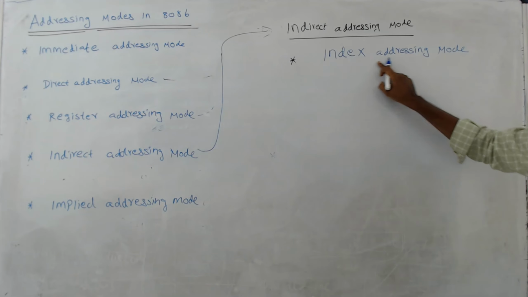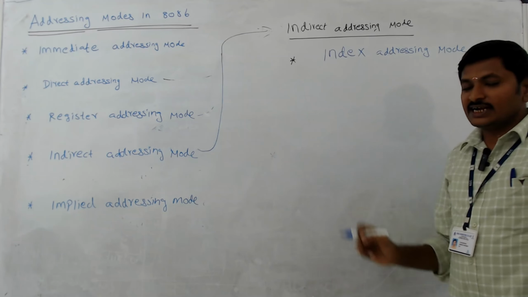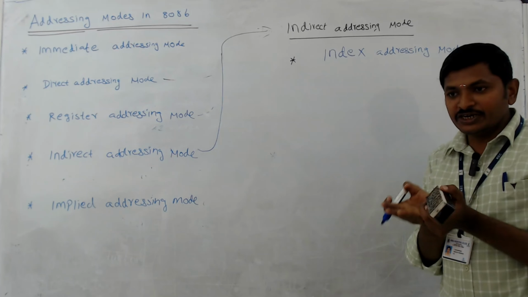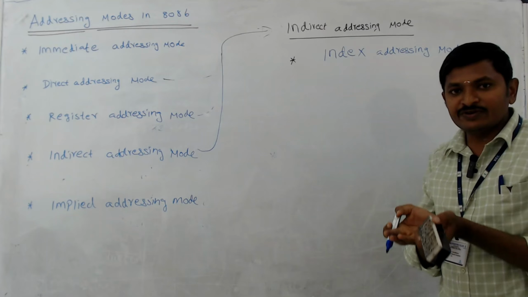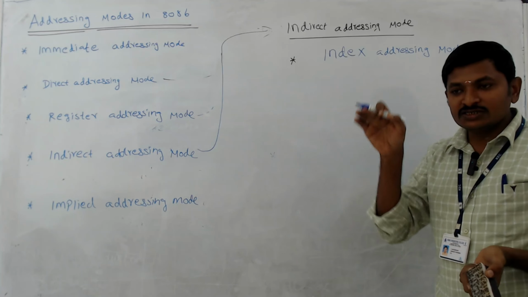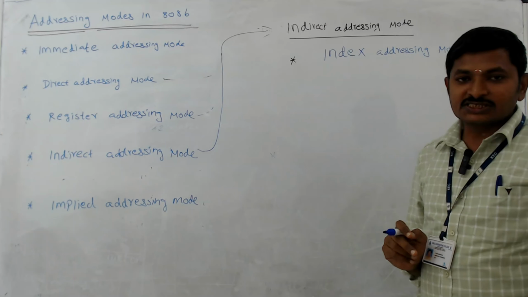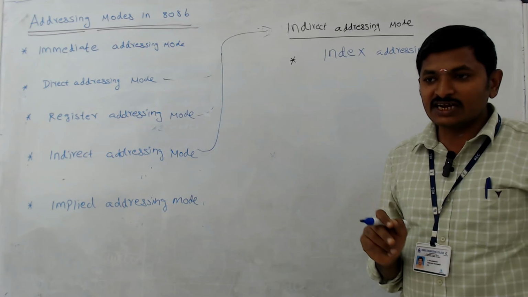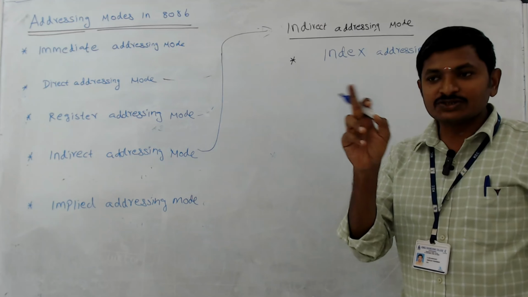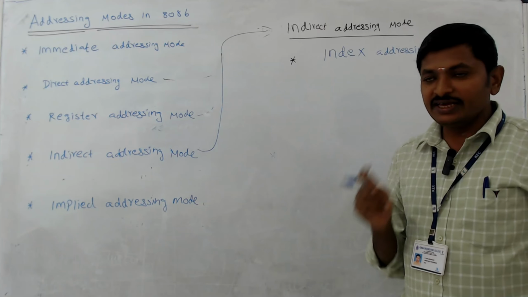One is the index addressing mode. Index addressing mode means we need to exchange data between the register and the index registers. There are two index registers available. One is the SI register, another one is the DI register. That means source index register and destination index register.